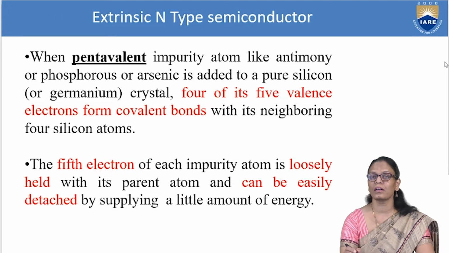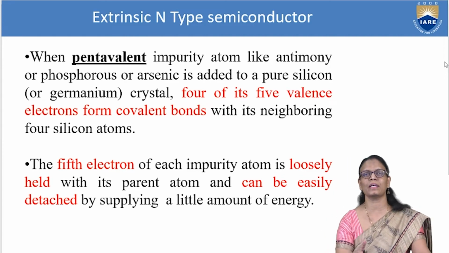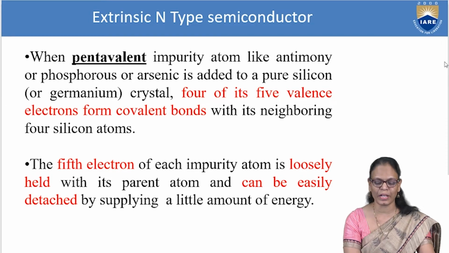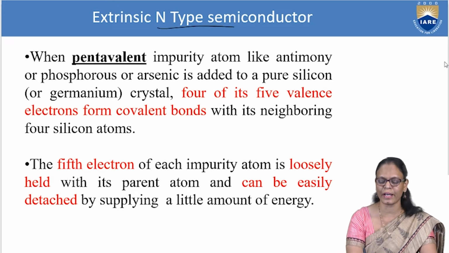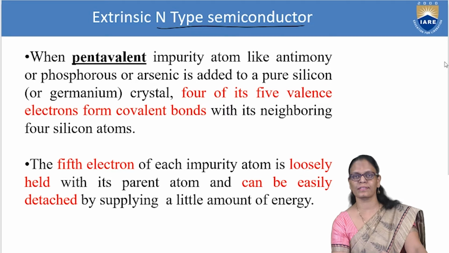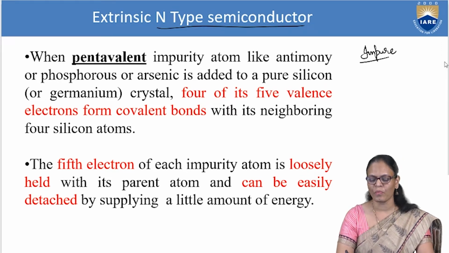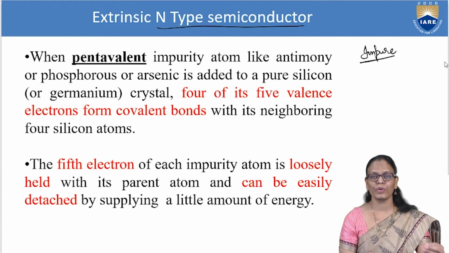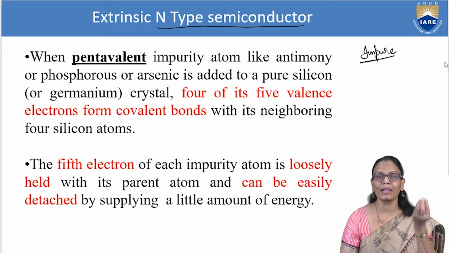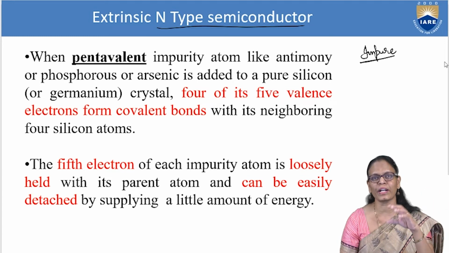Now we will see the energy band in an N type semiconductor. For that we need to understand what an N type semiconductor is. So when I say N type semiconductor, it is an extrinsic semiconductor. Extrinsic means impure. When I say impure, it means you take a pure crystal and add some impurity to it, then it becomes impure. Impurity means here an atom from a different element.